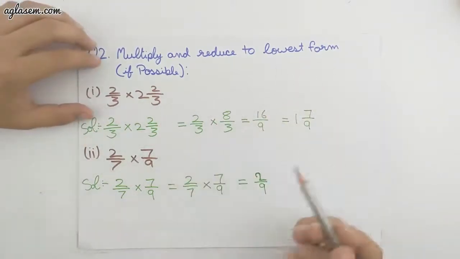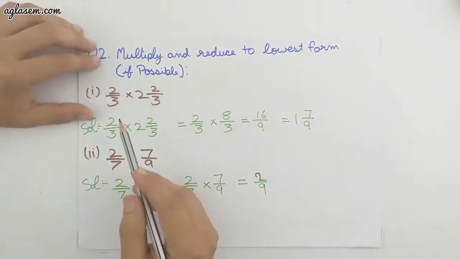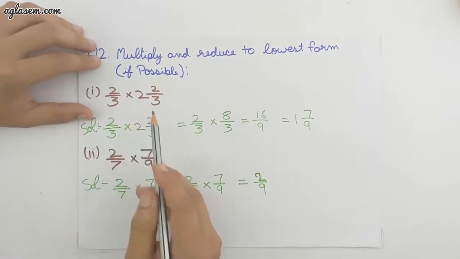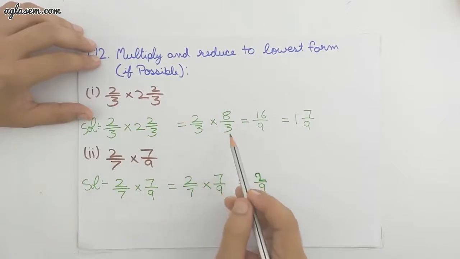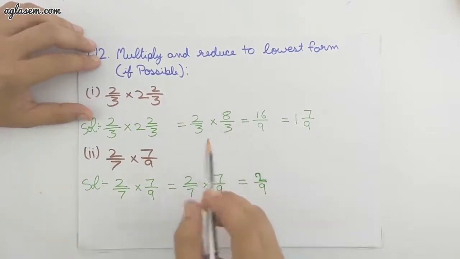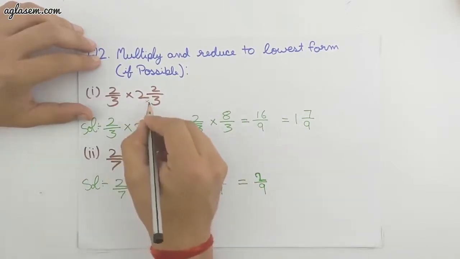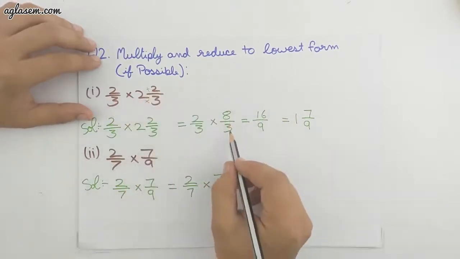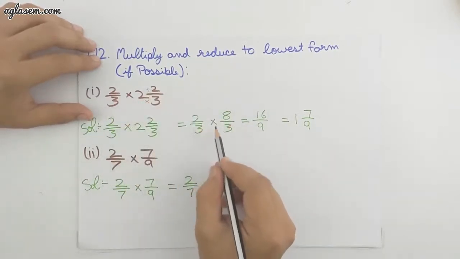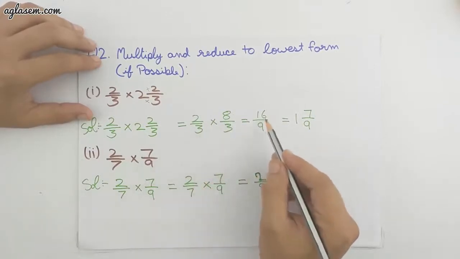This question has subparts. Let's solve them one by one. 2 by 3 multiply by 2 whole 2 by 3. This mixed fraction will change into improper fraction, which is 8 by 3. It is done like this: 3 into 2 plus 2, which will give us 8 by 3. So 2 by 3 multiply by 8 by 3 will give us 16 by 9.